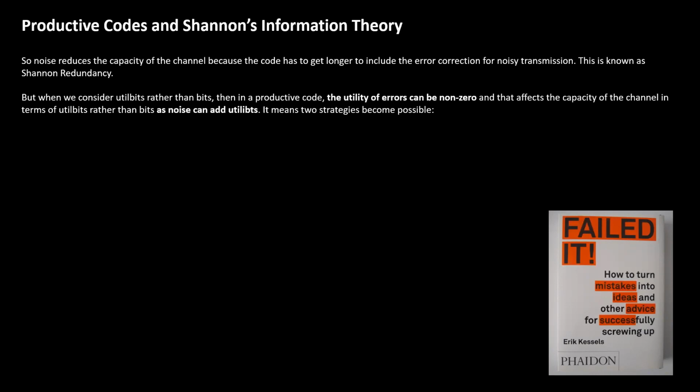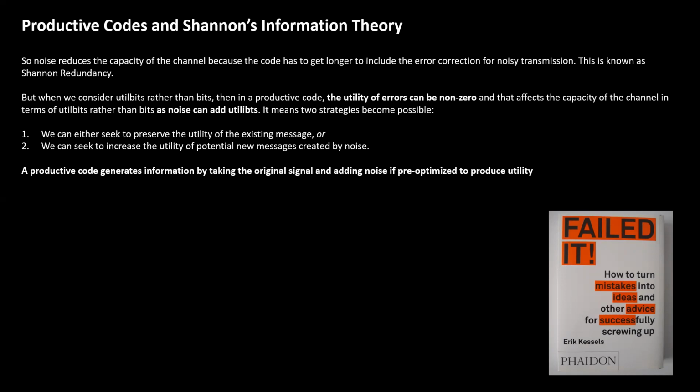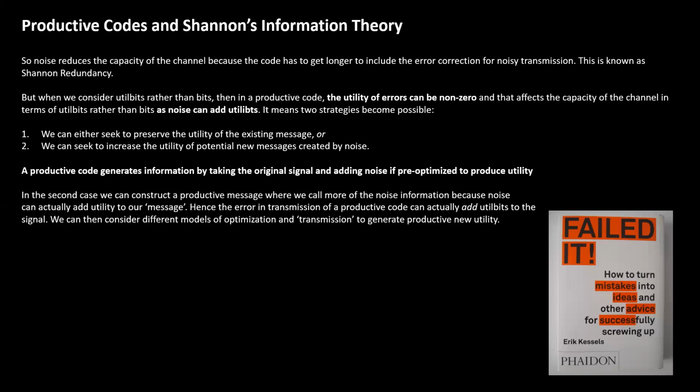And so that means you have two possible strategies now. You can either seek to preserve the utility of the existing message, so error correction and so on, or you can seek to increase the utility, and these aren't exclusive, but you can also seek to increase the utility of potential new messages that are actually created by noise. And so a productive code generates information by taking the original signal and, if it's pre-optimized to do so, adding noise can actually produce utility. And again, it's like how to turn mistakes into ideas that are worth having, right?